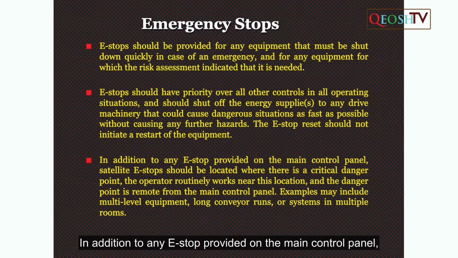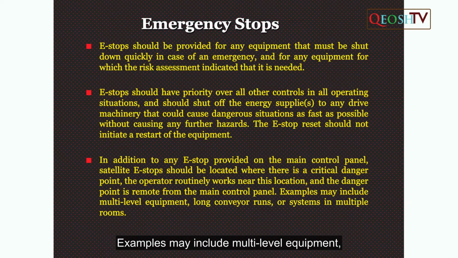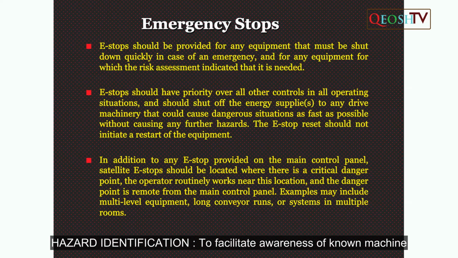In addition to any e-stop provided on the main control panel, satellite e-stops should be located where there is a critical danger point. The operator routinely works near this location, and the danger point is remote from the main control panel. Examples may include multi-level equipment, long conveyor runs, or systems in multiple rooms.